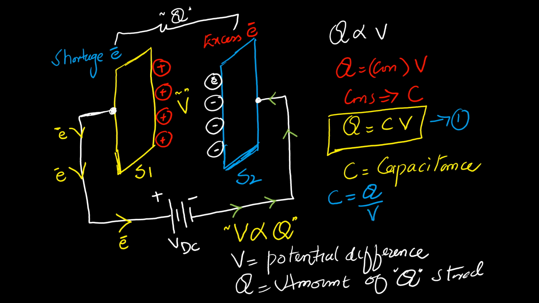Q is the amount of charge stored by the plates of the capacitor, and V is the potential difference created between the two plates of the parallel plate capacitor. The unit of charge is the coulomb, and the unit of potential difference is the volt, so the unit of capacitance is coulomb per volt, which is also known as the farad.